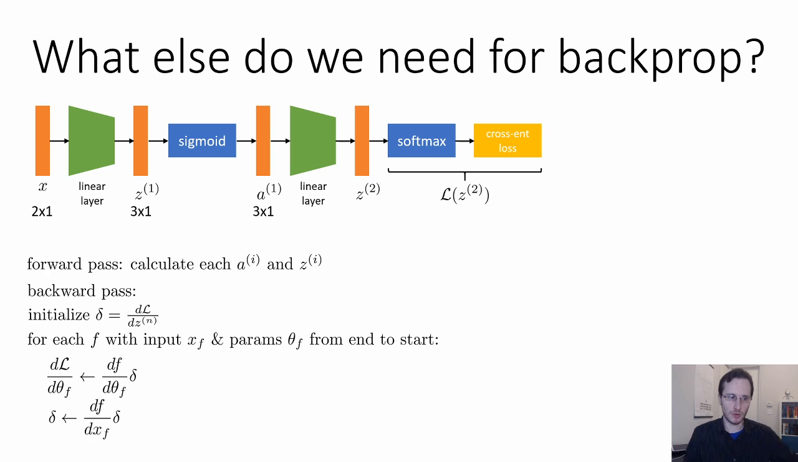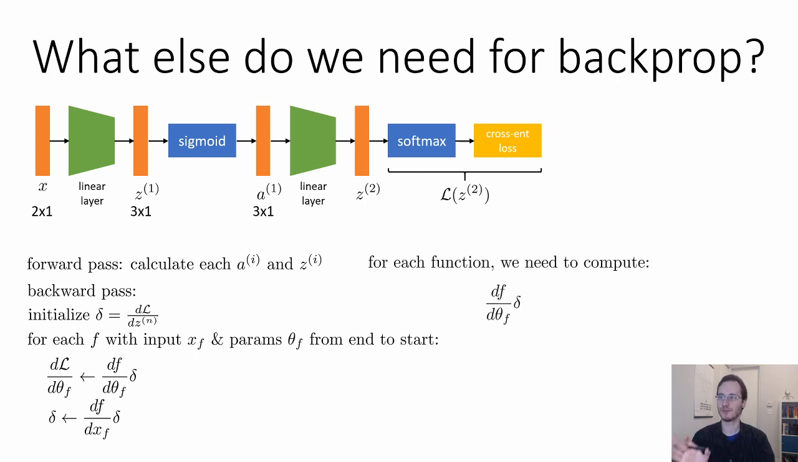All right, now so far we're almost done fully specifying everything we need for our neural networks. What else do we need to actually implement backpropagation? Well, we need to be able to compute df d theta f and df dxf for every function. So for every function we have in our network, these two quantities need to be computable. We don't even need to construct the Jacobians, we just need to implement a function that multiplies delta on the left by the Jacobian. Once we do this for every type of function in our neural net, then we'll be done.